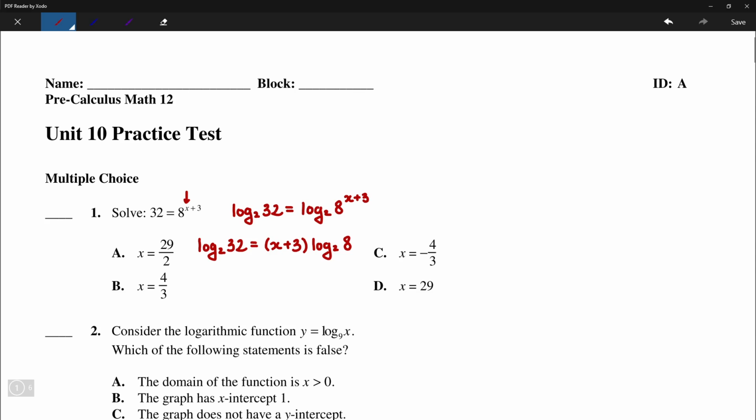So each of the logarithms can be evaluated. The left-hand side simply becomes 5, and the right-hand side will have 3. So from there, we can divide both sides by 3. So we have 5 over 3 is equal to x plus 3. And finally, x must be equal to 5 over 3 minus 3, which is going to be negative 4/3. So the answer here is C.